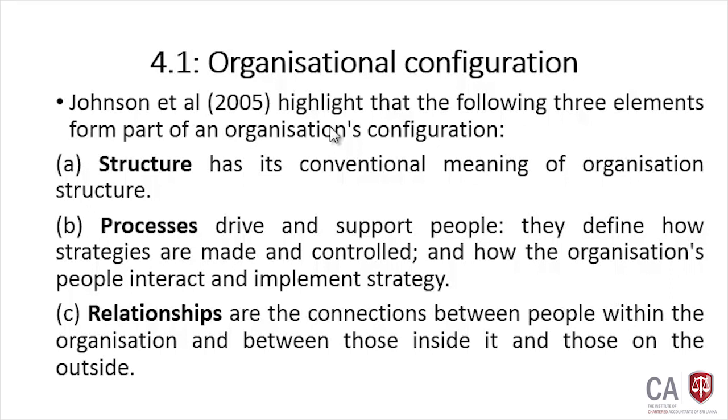Then the third one is relationships. Relationships are the connections between people within the organization and between those inside it and those on the outside. You can see a lot of relationships exist. Some of them are formal relationships, some of them are informal relationships. Those cannot be found from the normal structure. Some can be found within the organization, and some relationships can be found between the organization and the external environment. So you have to consider those relationships also when you are designing the organizational structure. Those are three concerns: structure, processes and relationships.